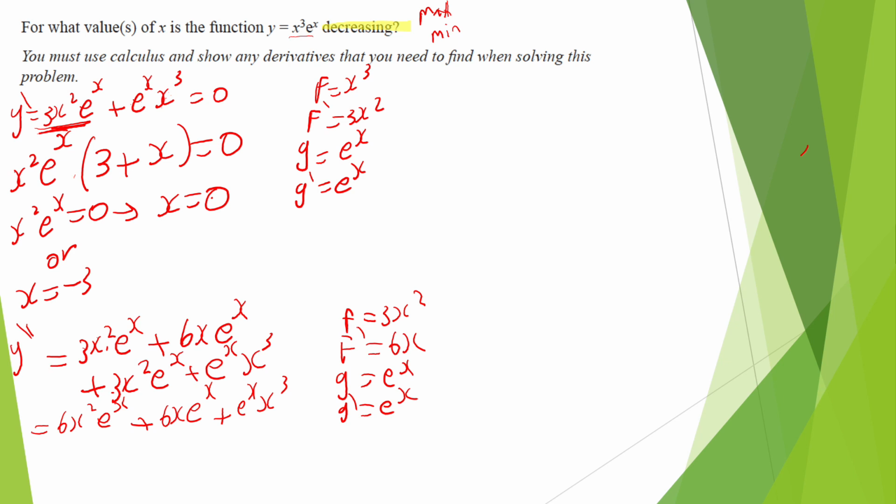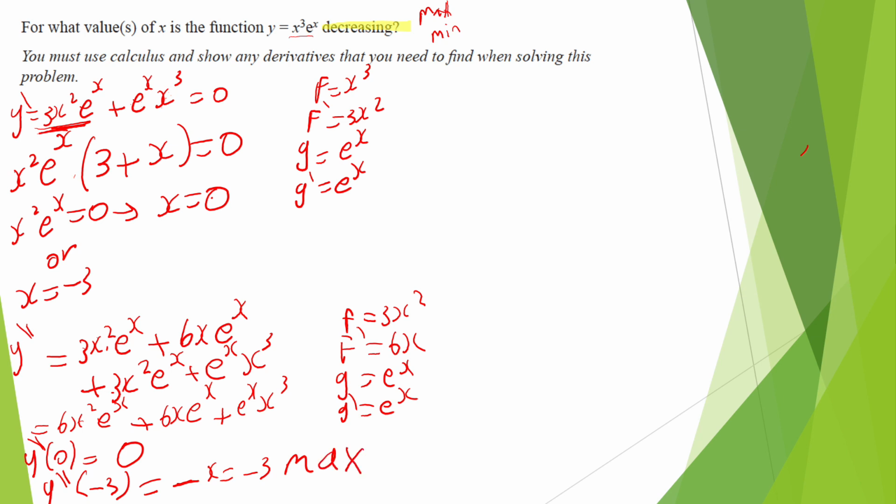Now if I substitute 0, I'll end up with 0 because everything is multiplied by x. So if I do y double dash at 0, it will give me 0 anyway, so that's a point of inflection. If I do y double dash at negative 3, you don't need the value, you only need to work out the sign. You can substitute and find the value, but you only need to work out the sign. This one gives me positive, this one will definitely give me a negative, and this one will give me negative. So overall it will be a negative. So x equals negative 3 is a max.